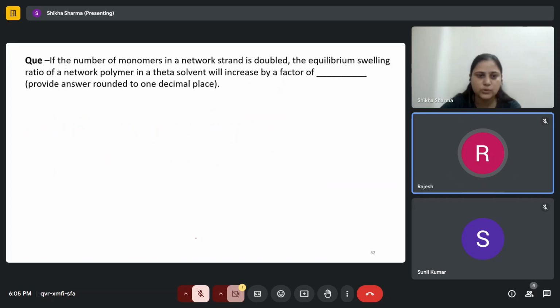Yes. So the next question is: if the number of monomers in a network strand is doubled, the equilibrium swelling ratio of a network polymer in a theta solvent will increase by a factor of what? If the number of monomers in a network strand is doubled, the equilibrium swelling ratio, which is Q, in a theta solvent, how much will it increase?